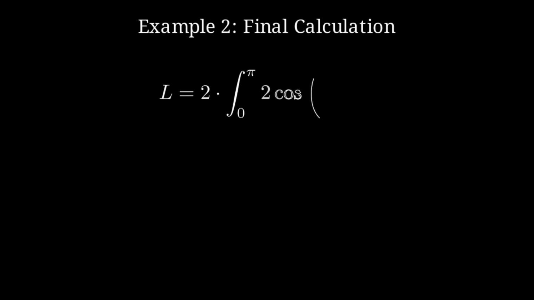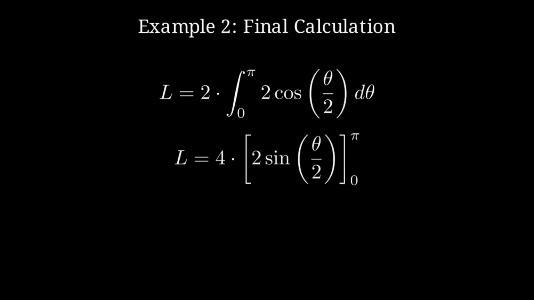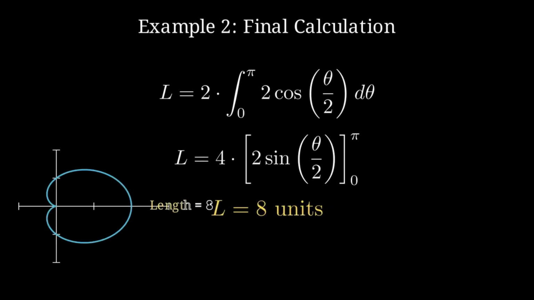Because of symmetry, we can integrate from 0 to pi and double the result. The integral of 2 cosine of theta over 2 is 4 sine of theta over 2. Evaluating from 0 to pi gives us 4 minus 0, which is 4. Doubling this for the full cardioid results in a total arc length of exactly 8 units. This shows how powerful the formula is for non-trivial shapes.